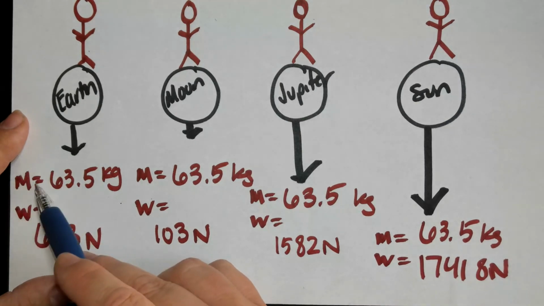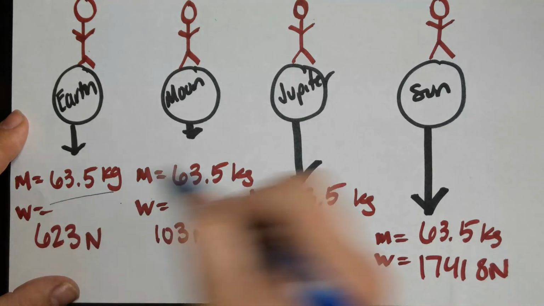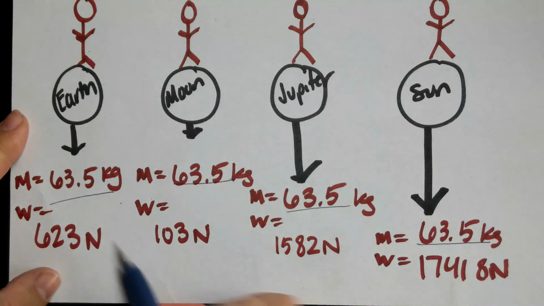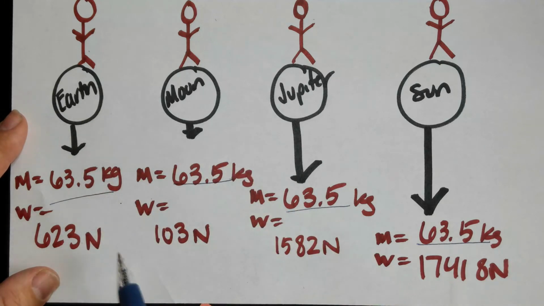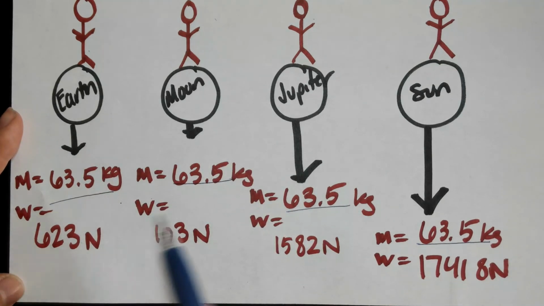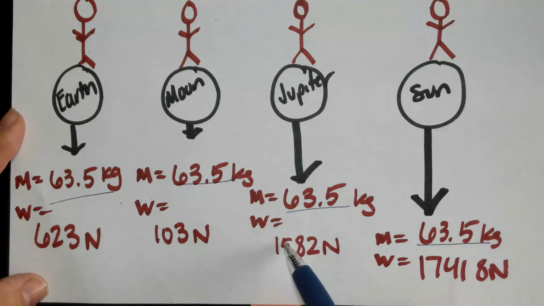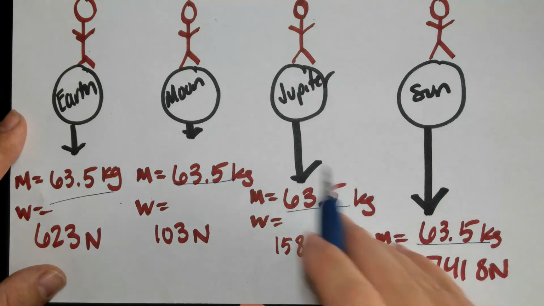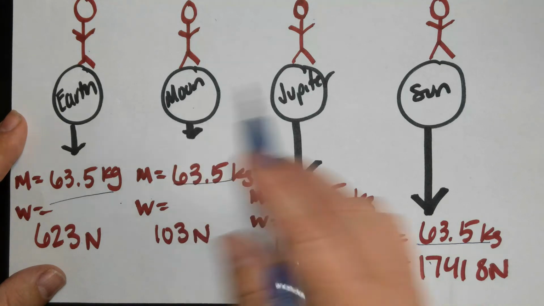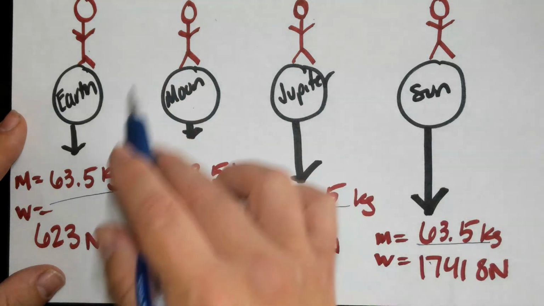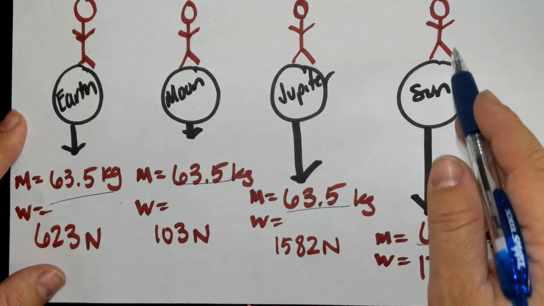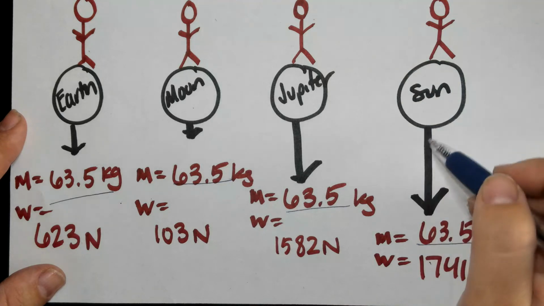The mass of the person, you'll notice in each situation, is the same. It's the same person. But notice how the weight of the person changes. On Earth, 623 newtons. On the moon, 103 newtons. On Jupiter, 1,582 newtons. On the sun, 1,741 newtons. The person is going to have a smaller weight on the moon than on the sun, because the value for gravity on the moon is way less. So weight is basically dependent on the pull of gravity.